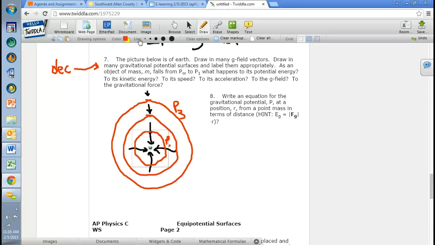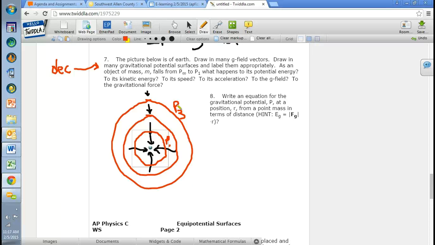Okay, let's move on to the next one. Getting close to the end. What happens to its speed as it falls? Increases. Okay, get ready for a trick question, maybe. What happens to its acceleration as it falls? Some people are saying constant, some people are saying increases. Okay, let me ask the next question, actually the last question here, because it might be easier. What happens to the gravitational force as you get closer to the Earth?